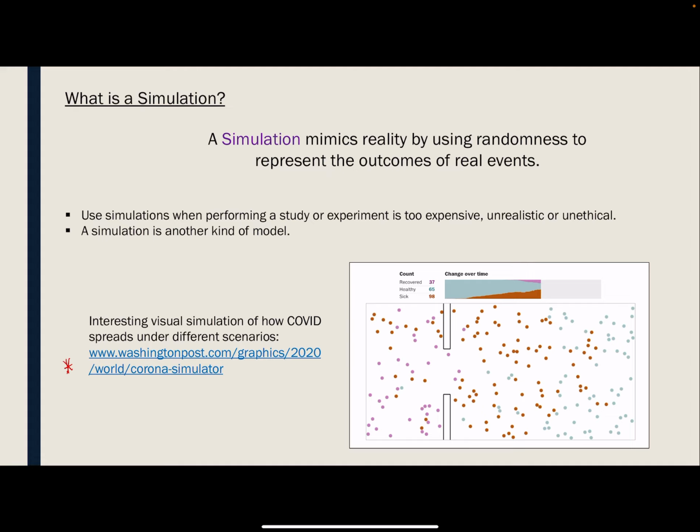We also use simulations when something's just too expensive to actually do in the real world, or it's too unrealistic, or maybe it's unethical, right? Maybe it involves trying to understand children, but we don't actually want to do an experiment on children. So we run a simulation instead. Simulations are another kind of model. So we've talked about the normal model, we've talked about linear regression models, and now we have simulations, which are another form of a model.